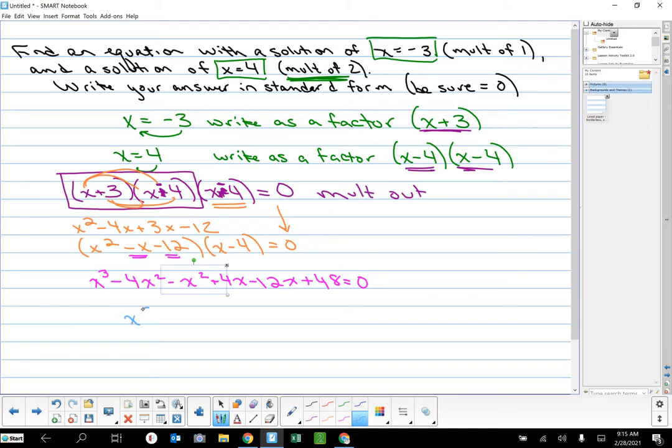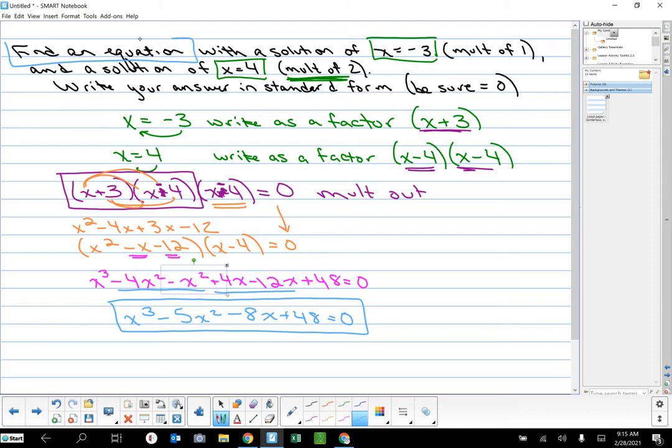So I'm going to get x cubed minus 5x squared minus 8x plus 48 equals 0. And this is the equation. Like it said, find an equation. That's what I did.